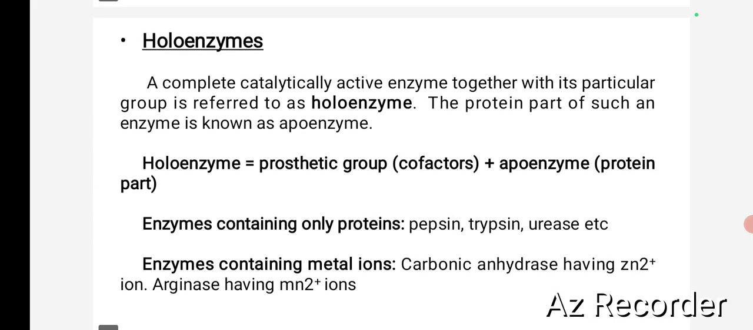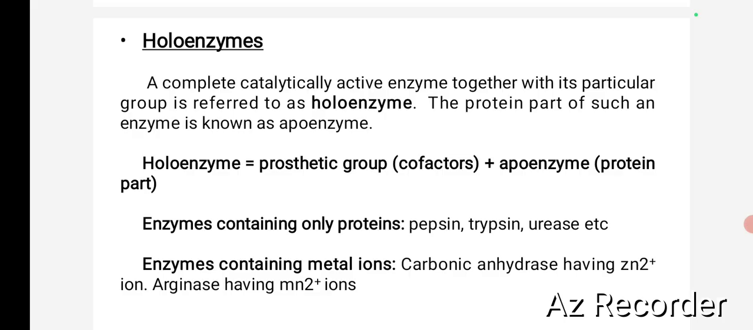Next move on to holoenzyme. Holoenzyme means the combined form of apoenzyme and also coenzyme. A complete catalytically active enzyme together with its prosthetic group is referred to as holoenzyme. The protein part of such an enzyme is known as apoenzyme. Holoenzyme equals prosthetic group, cofactor, plus apoenzyme, the protein part. Both are combined together to form the holoenzyme. This is the active form of enzyme.